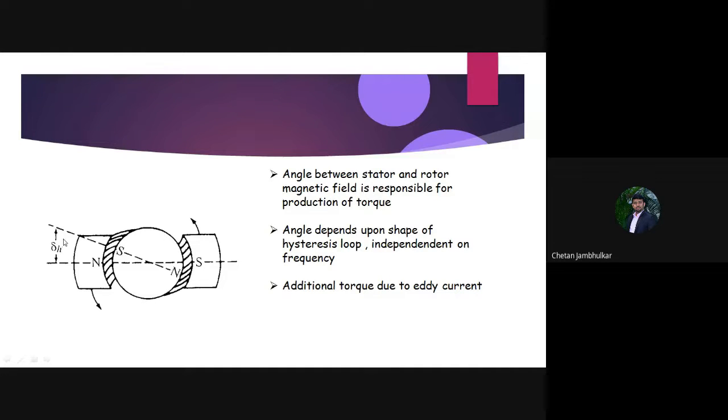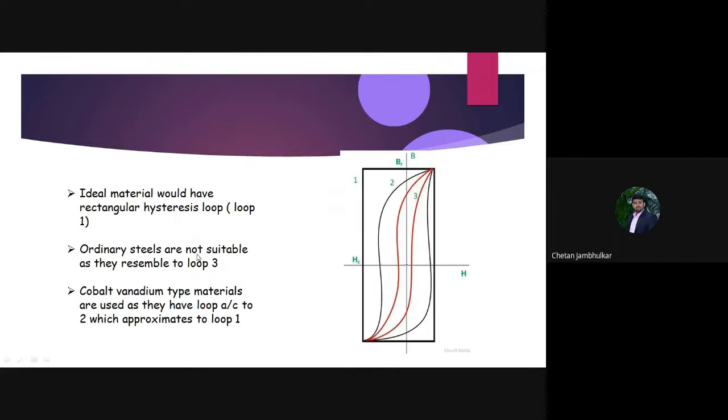So this angle produces the torque in the motor. The angle depends upon the shape of the hysteresis loop, and is independent of the frequency, and the additional torque due to the eddy current losses is there. So due to these eddy current and hysteresis losses, your rotor will be rotating. So the ideal material would have the rectangular hysteresis loop.